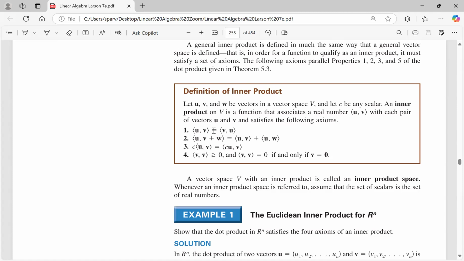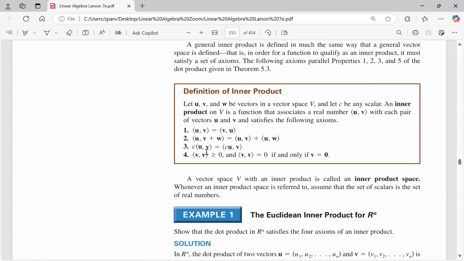So we have the symmetry axiom, and then we have the additive axiom because of the plus that you see on the right side of number 2. Number 3 is the constant multiple, C times U dot V. Remember in the previous section, you can multiply C times U, or you can multiply C times V. This is often called a homogeneity axiom. Homogeneity, as in homogeneous.